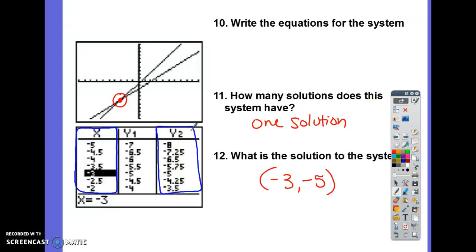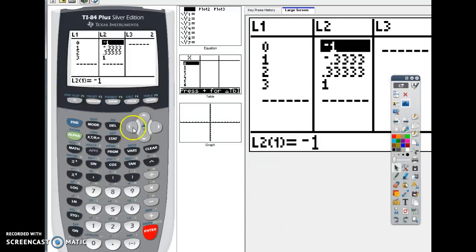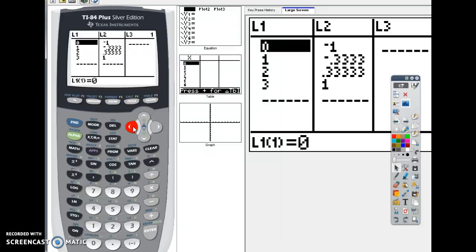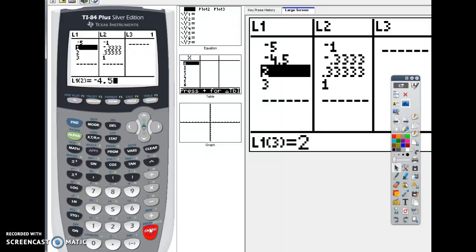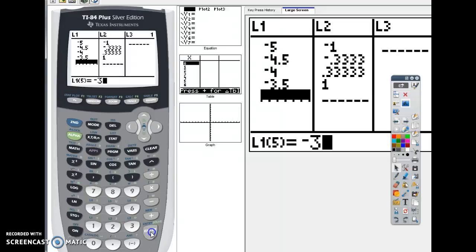So I'm only going to do the equation for the second table. So I'm going to put this as my x's, and I'm going to put this as my y's, and I'm going to get the equation. So in stat, enter, I'm going to put the numbers, -5, enter, -4.5, enter, -4, enter, -3.5, enter, and so forth until you finish.